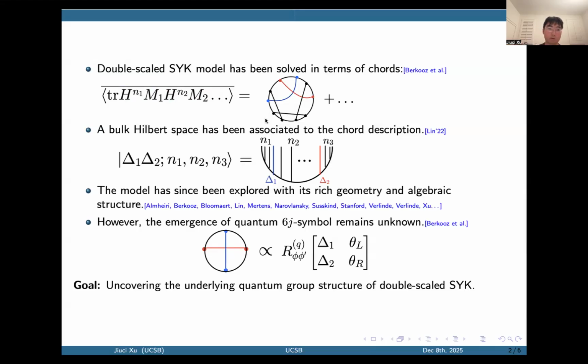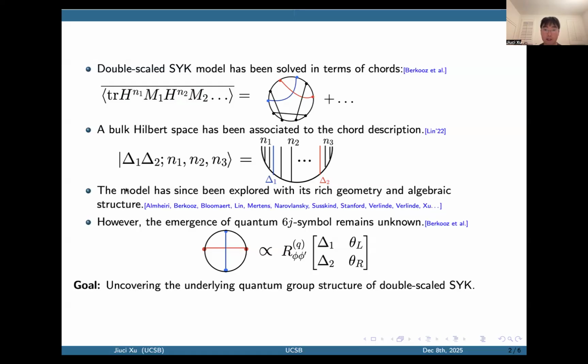for today's talk. Later, a bulk Hilbert space has been associated to this description, where the summing over chord diagrams can be understood as taking the inner product between open chord states living on a bulk slice. The inner product is defined by summing over the chord diagrams. The model has since been explored with its rich geometric and algebraic structures.